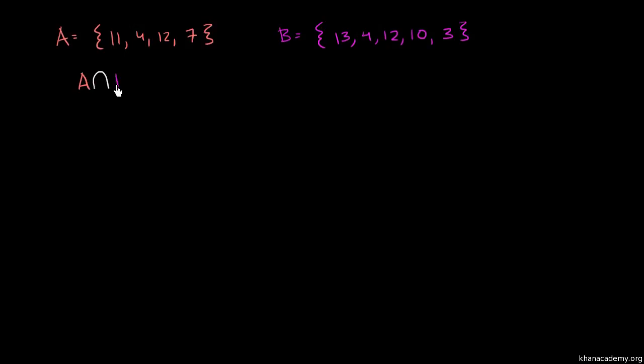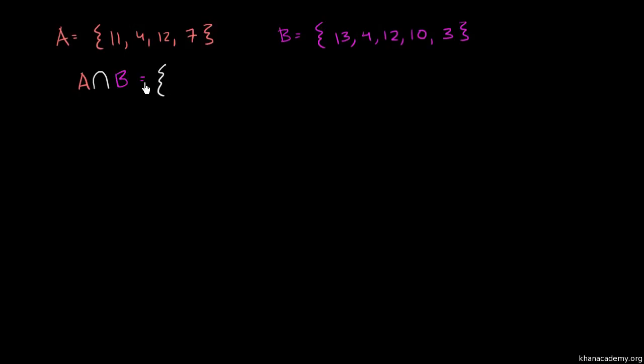So let's say that I have set A, and set A has the numbers 11, 4, 12, and 7 in it. And I have set B, and it has the numbers 13, 4, 12, 10, and 3 in it. So first of all, let's think about what A intersect B is going to be equal to.